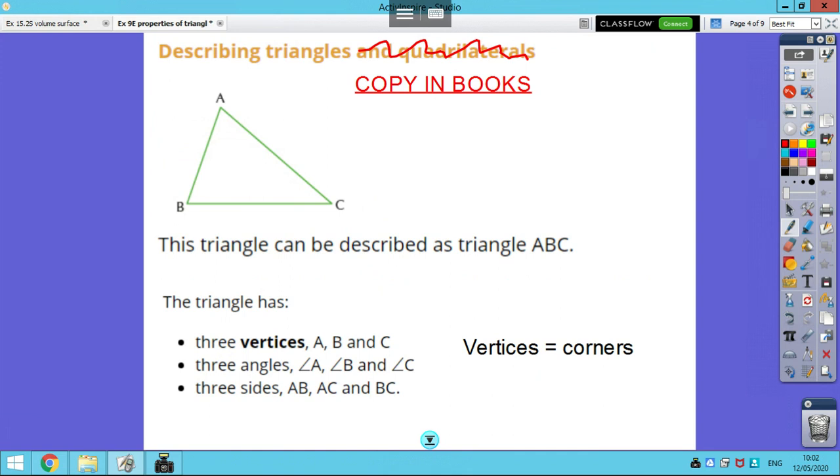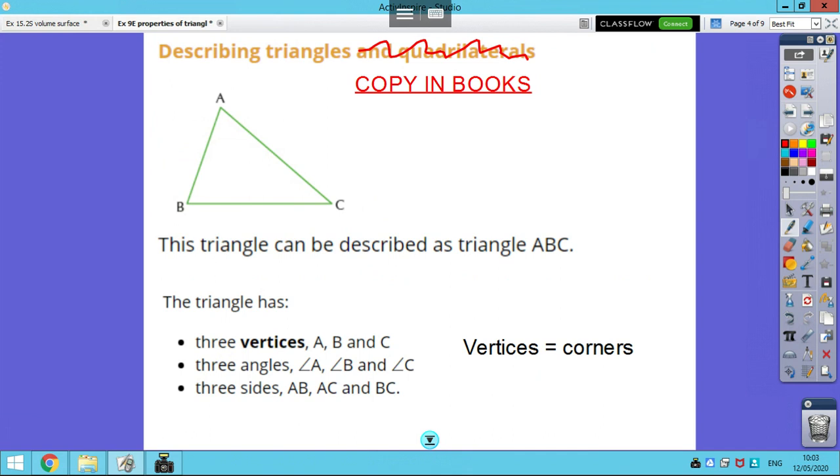Now, there are special ways that we can write certain properties of a triangle. So we know triangles have 3 sides, and we know triangles have 3 angles as well. As you can see down here, this triangle has 3 vertices, A, B, and C, and vertices are just corners. So A, B, and C are the corners of the triangle. That's what we just call them, A, B, and C.